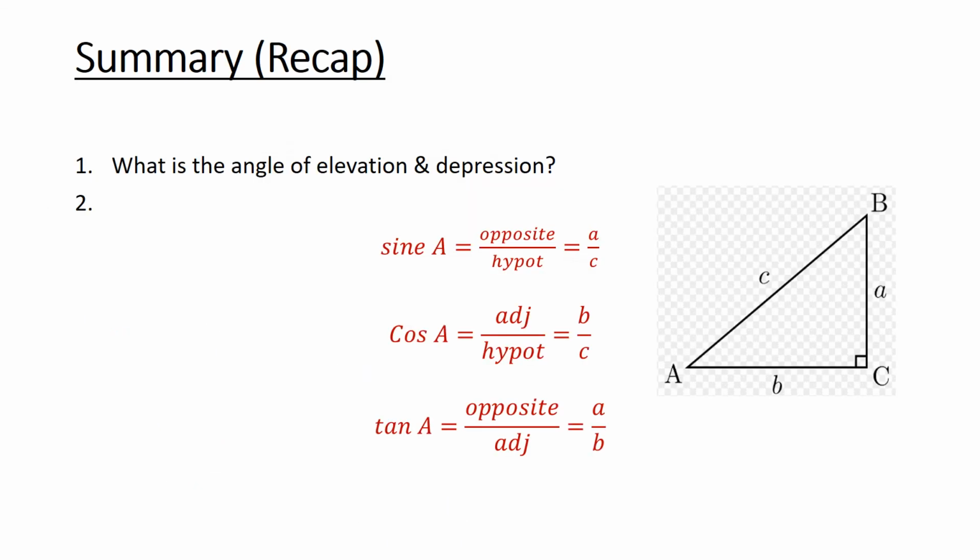It's summary now. What is angle of elevation and depression? What are the basic simple trigonometric ratios? That is, sin A is the ratio of opposite over hypotenuse, cos A is the ratio of adjacent over hypotenuse, tangent A is the ratio of opposite over adjacent.